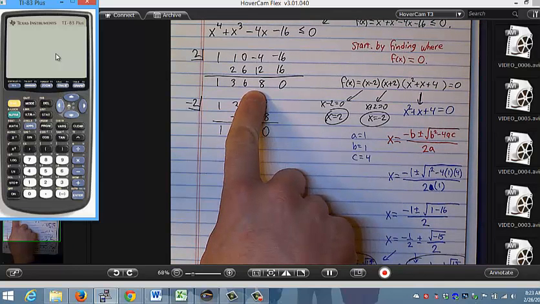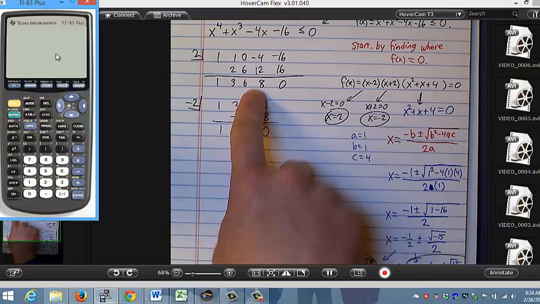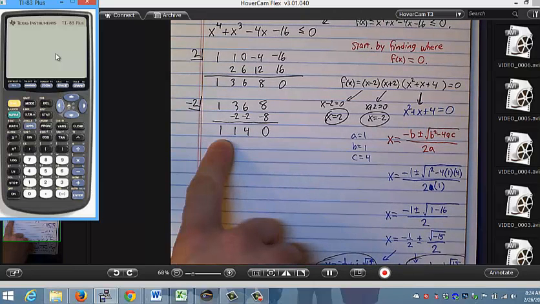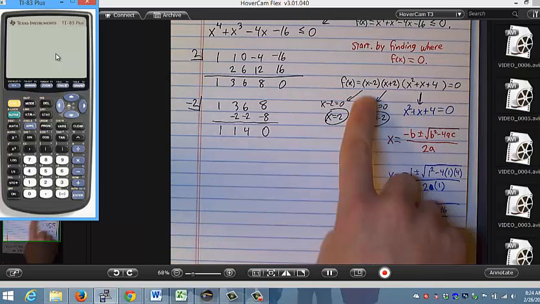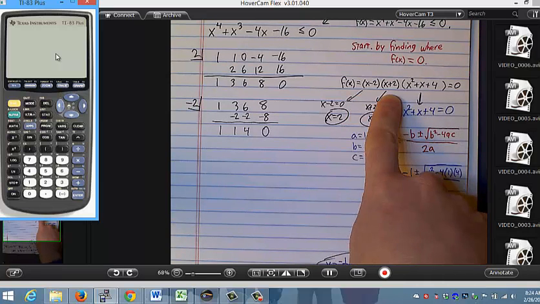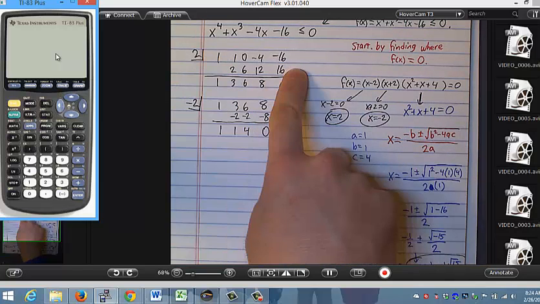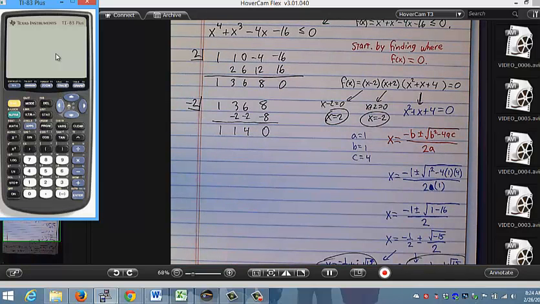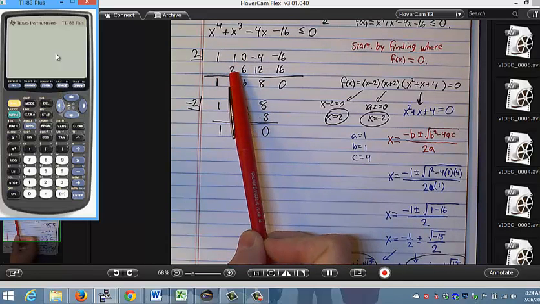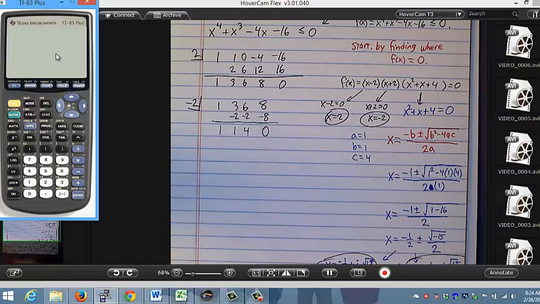The reason I did that is I wanted to eventually see what's left over if I factor out x minus 2 and if I factor out x plus 2. Right? But negative 2 also goes into the original. You could have done negative 2. For those of you that did negative 2 into the original one, you know what the next step is? Do 2 into what you get.